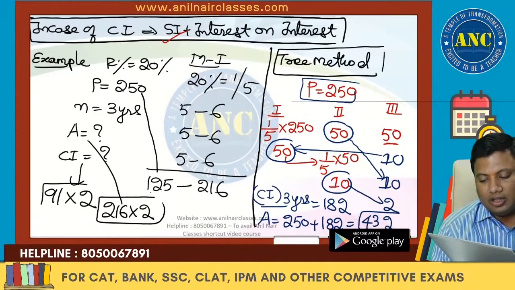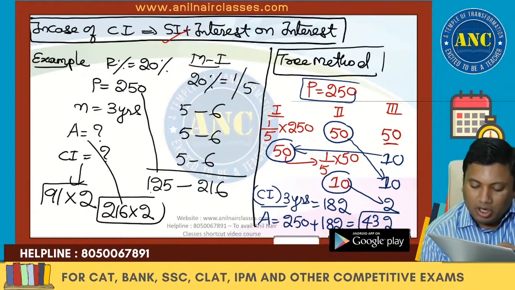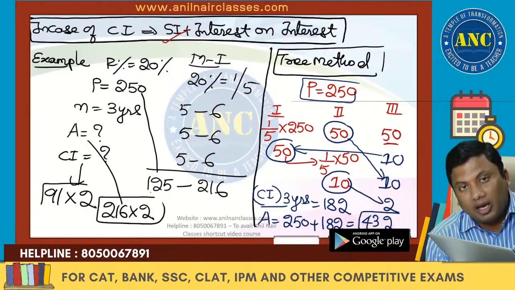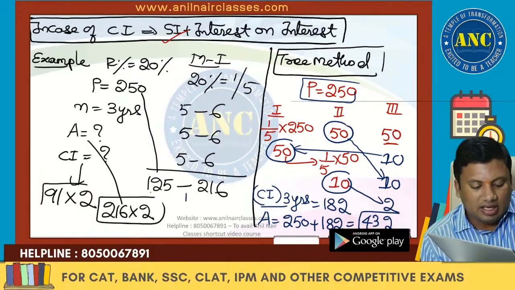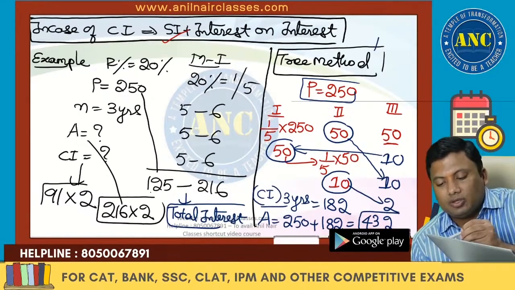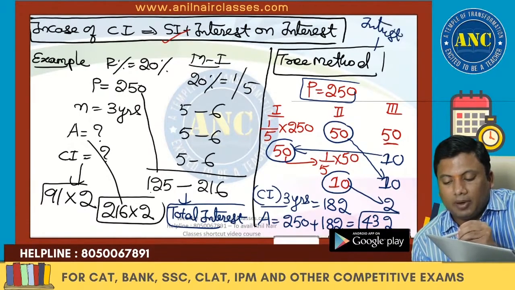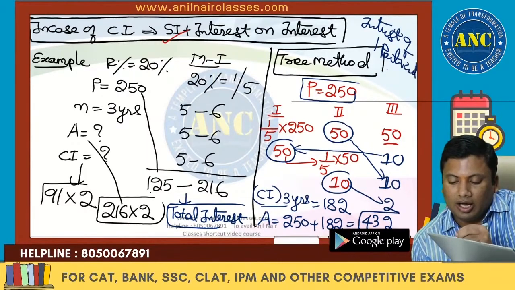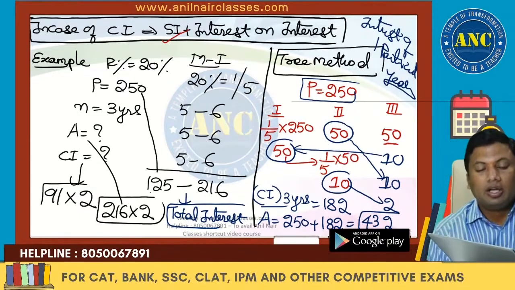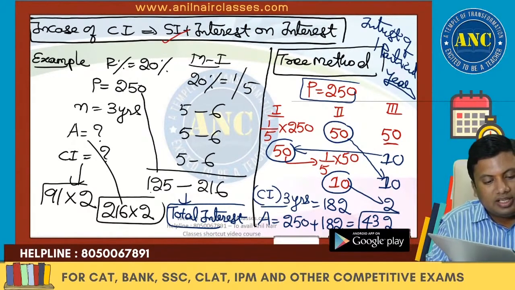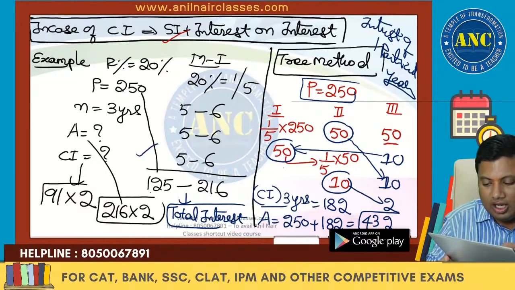The advantage with the tree method is that you can find the compound interest for only the third year, or the compound interest for the third year minus the second year. It can be used to calculate the total interest, and you can also calculate the interest of a particular year using the tree method. I hope this example is clear. Either you can use this or you can use that.